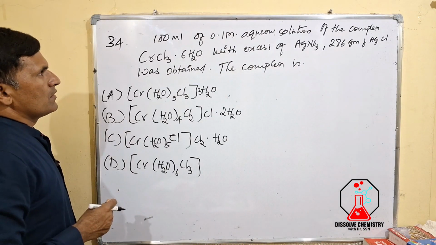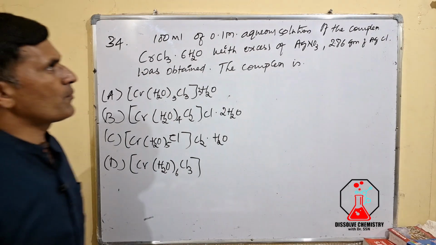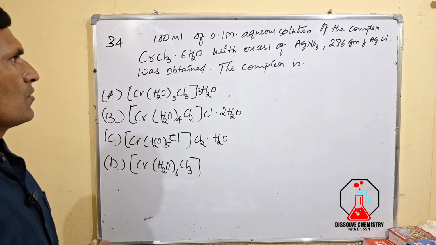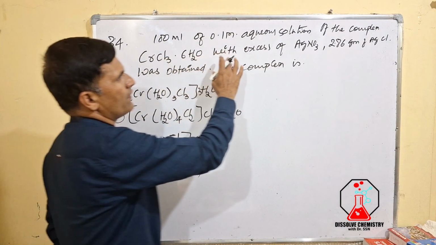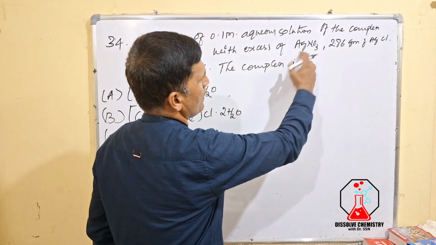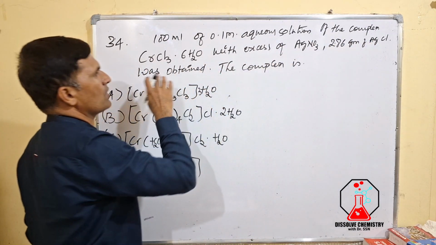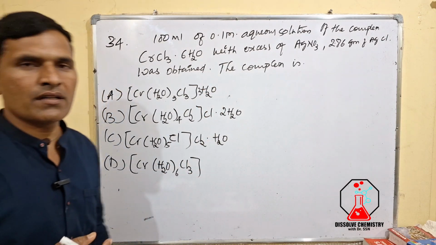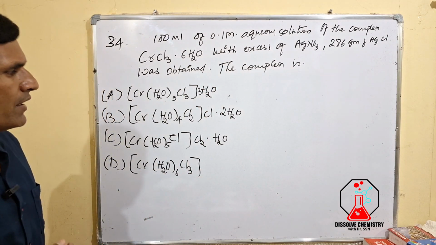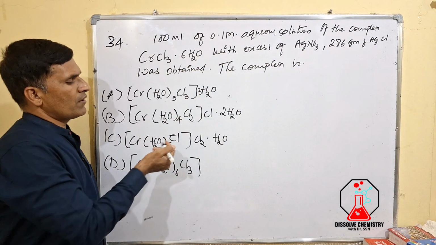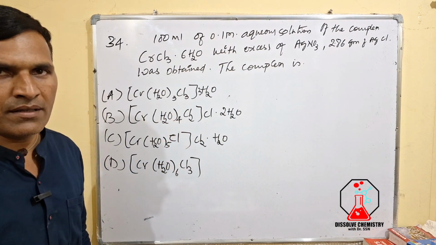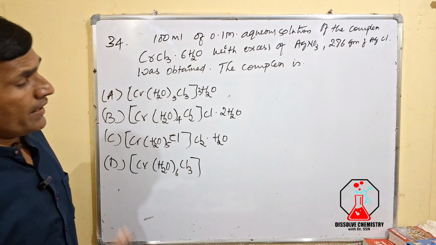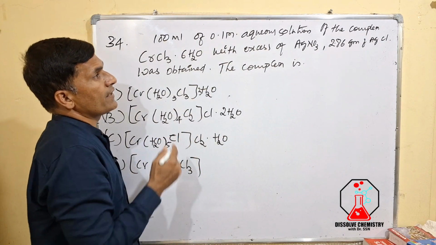Okay. So what is the question? 100 ml of 0.1 molar aqueous solution of the complex, chromium chloride hexahydrate, with excess of silver nitrate, 2.86 gram of AgCl was obtained. Precipitate we are going to get. And then what is the complex? It is a question on Werner's theory. And we are going to predict how many chloride ions are there in the coordination sphere, or number of chloride ions in the ionic sphere. So ionization sphere, how many will we find.